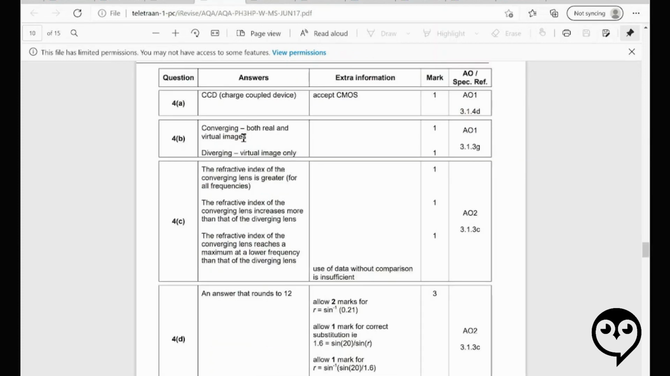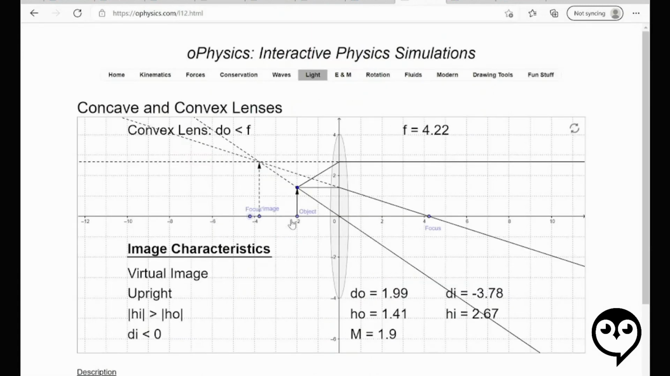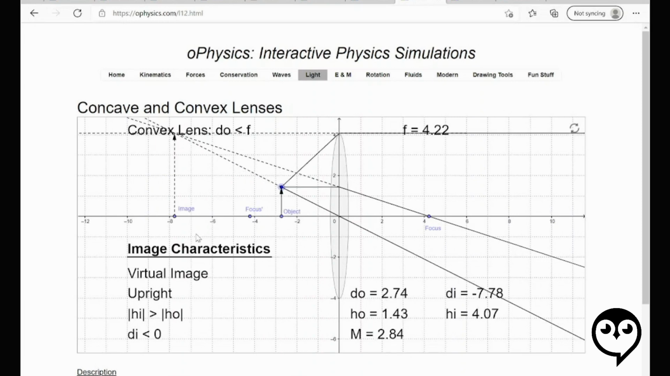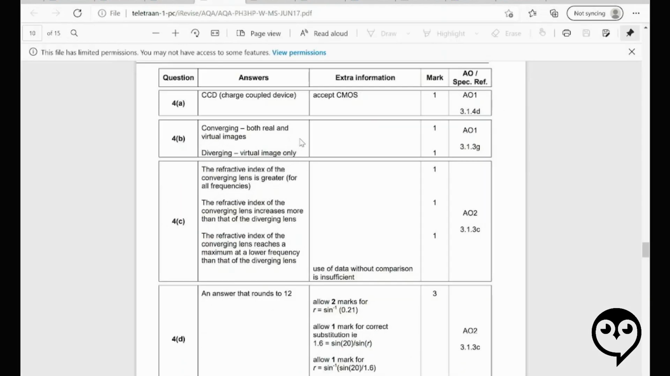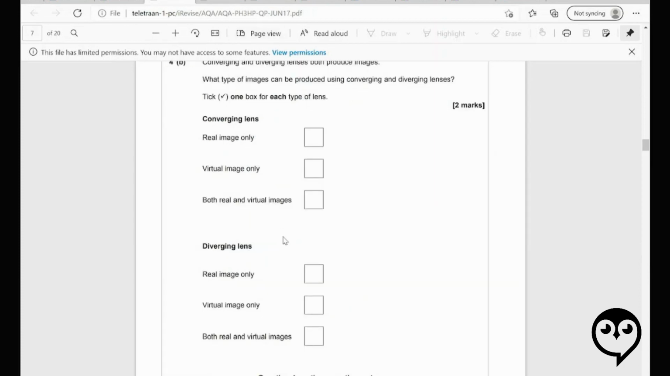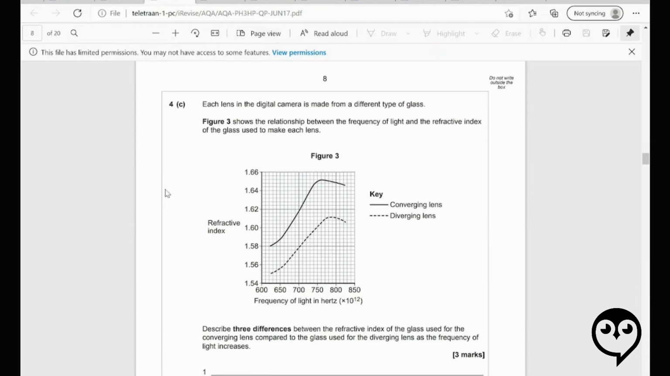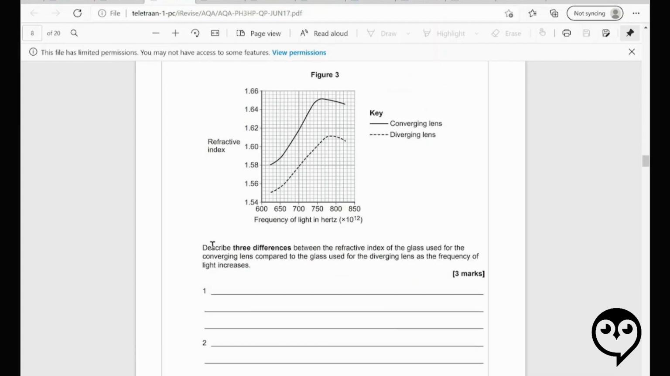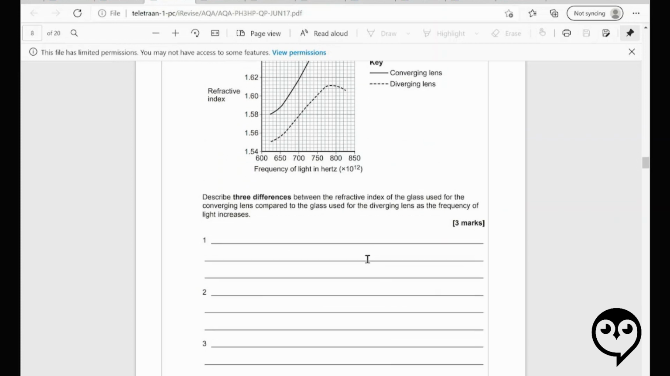Right, CCD is correct. Converging is both. Depends on the position. You can see quite easily here. So we've got real and virtual. Right, and diverging virtual only. Right, like we said. Okay, moving on. We've got a graph here. Each lens in the digital camera is made up of a different type of glass. Show the relationship between the frequency of light and the refractive index. Describe 3 differences between the refractive index of the glass used for converging compared to used for diverging.